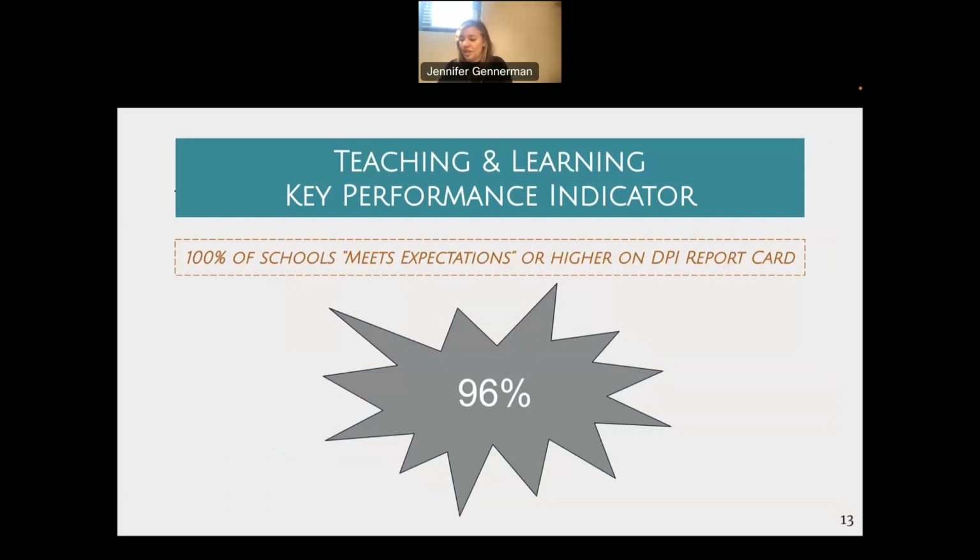One of our first key performance indicators is that 100% of our schools will meet expectations or higher on the DPI report card. We haven't reached that just yet, but we are at 96%. This includes the White Rock campus, STEM as one school. We have 2 additional schools who receive an alternative rating rather than a school report card.